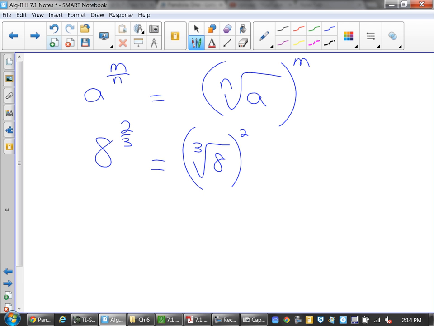And what's the cube root of 8 squared? 4. And the reason that it's 4 is because you start with your innermost parentheses and work your way out.